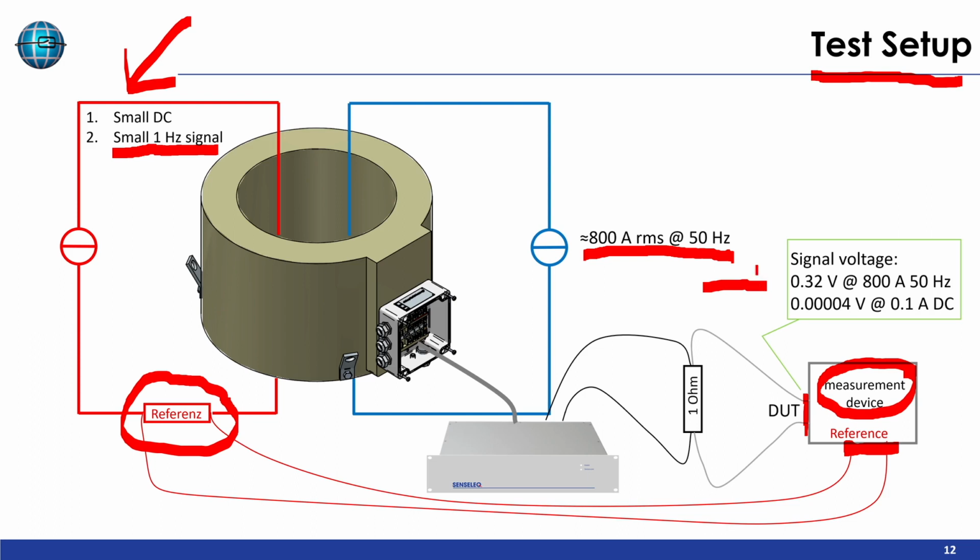Here you can see what kind of voltage levels we have at the input channels. For the device under test, we have 0.32 volt at 800 amps 50 Hertz, and we have only 0.00004 volt at 0.1 amp DC. So we have very low levels on the input channel of the reference, and of course of the DC component, which is detected by this current sensor.